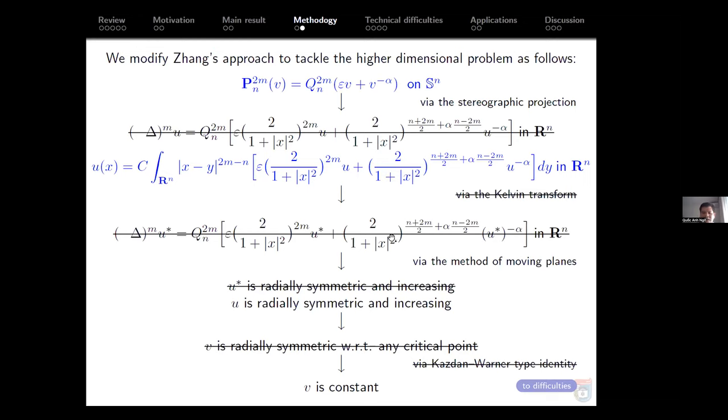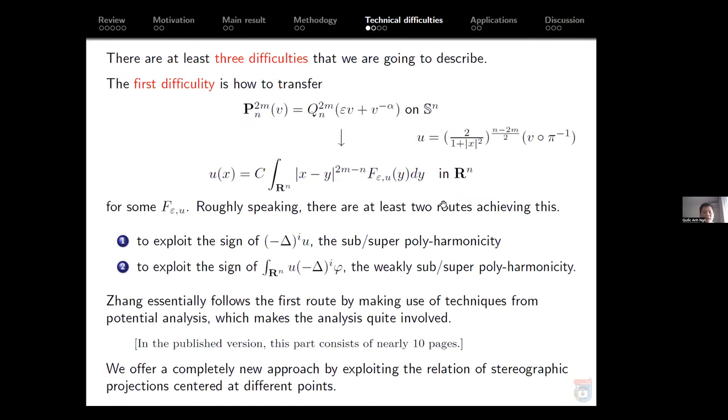Okay, so that's the strategy. In the rest of my talk, I will talk about three difficulties in detail. These are the three difficulties we face when dealing with high order equations on Sn. The first difficulty is how to transfer our equation on Sn to some integral equation on Rn. Roughly speaking, there are at least two routes to achieving this.